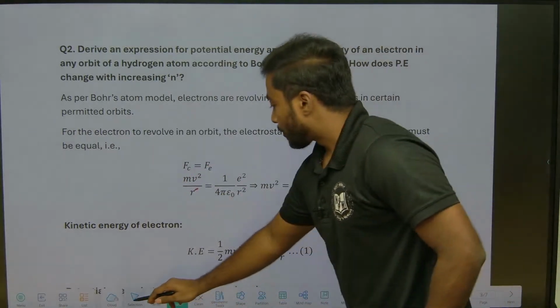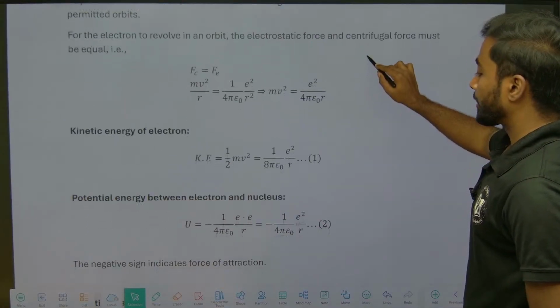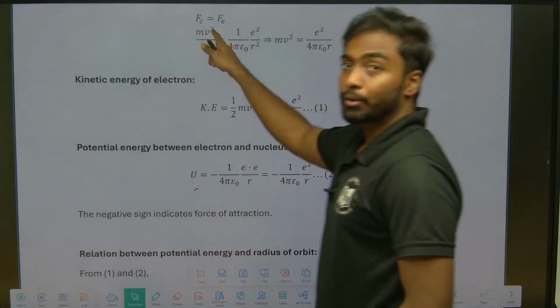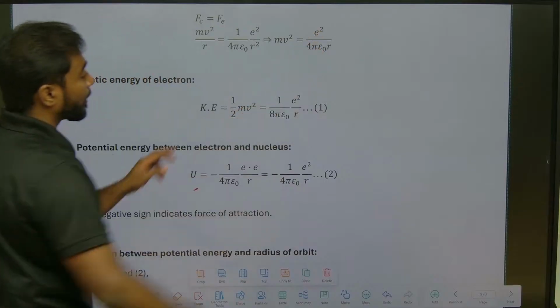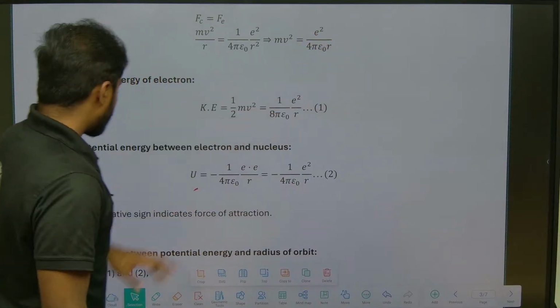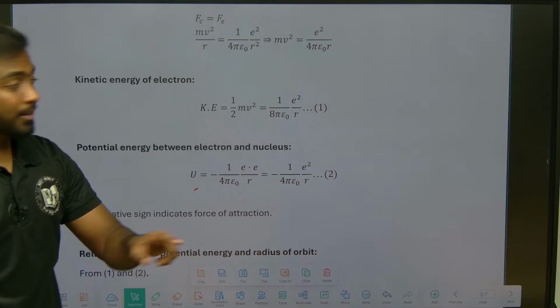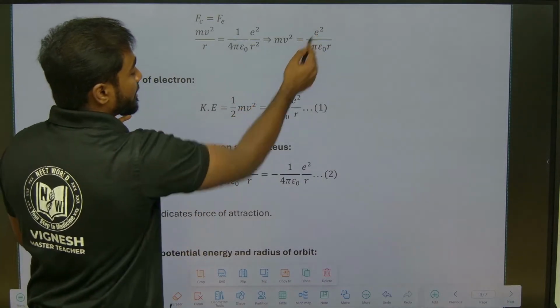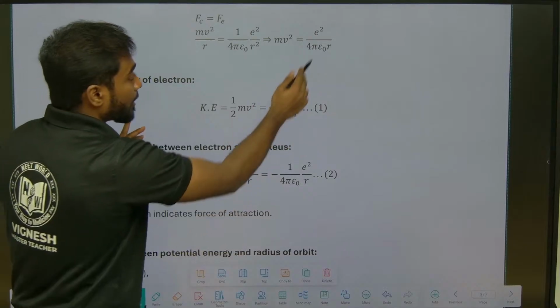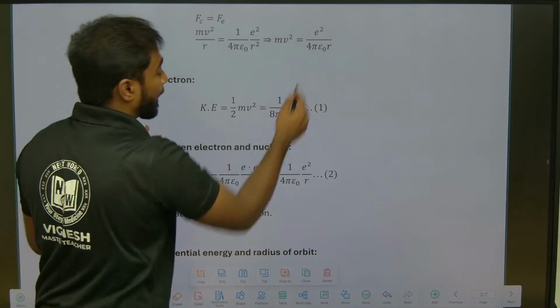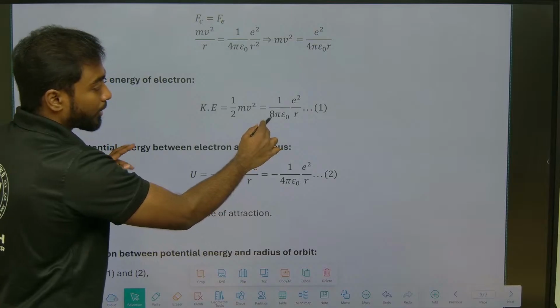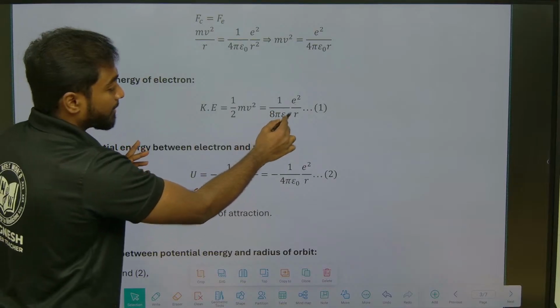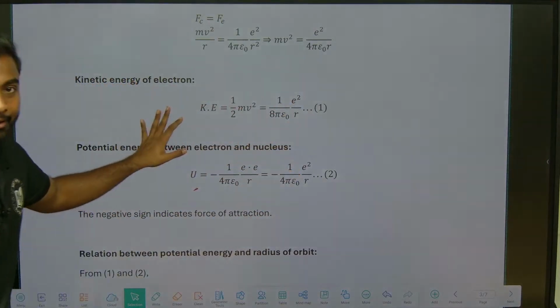Now the kinetic energy of an electron: we know the formula for mv square. Mv square is nothing but e square by 4 pi epsilon naught r. So what is the formula for kinetic energy? Half into mv square is nothing but e square by 4 pi epsilon r, so we have multiplied this 2 here. So 1 by 8 pi epsilon naught into e square by r is the kinetic energy, right.